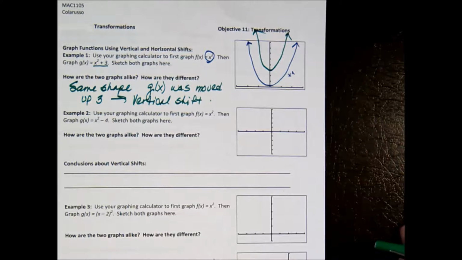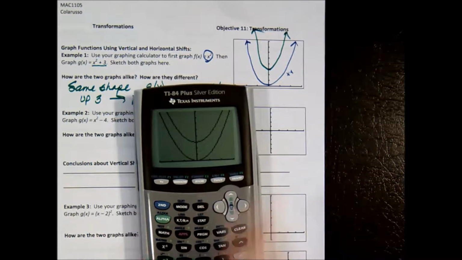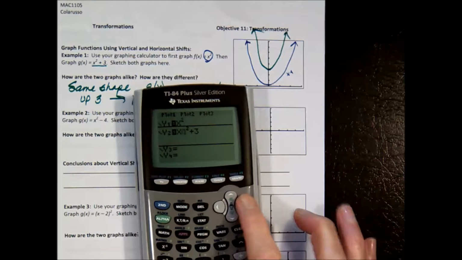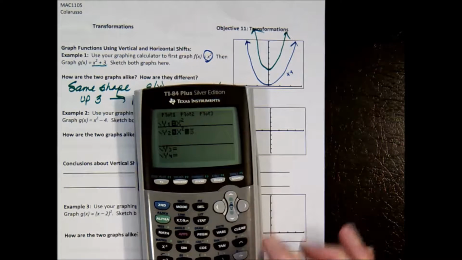All right? Let's go back to our graphing calculator, and in example 2, once again, we're going to keep f of x equals x squared. So when we go in, let me move it over so we can see. We're going to keep the first one, but we're going to take out the second one, or change it if you would prefer. We're going to change it to take away 4. So g of x is x squared, take away 4.